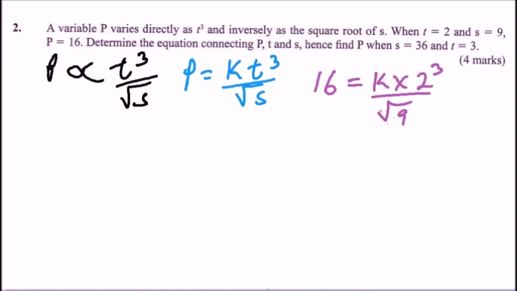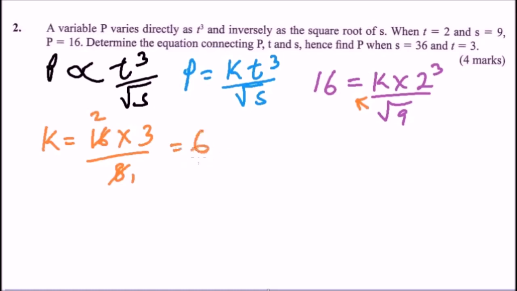So the square root of 9 is 3, so we cross multiply here. Therefore, our k is equal to 16 multiplied by 3, and we divide by 2 cubed, which is 8. So 16 divided by 8 is 2, so we have 2 there, which means that our k is equal to 6. Therefore, the equation connecting p, t, and s will be p is equal to 6 t cubed divided by the square root of s.